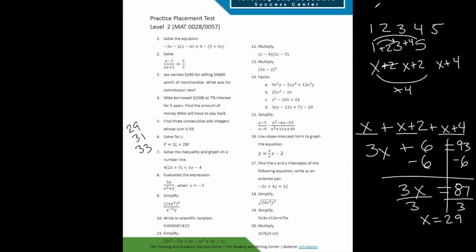That's going to be my first answer. In order to get my other solutions, I have x equals 29, x plus 2 equals 31, and x plus 4 equals 33.